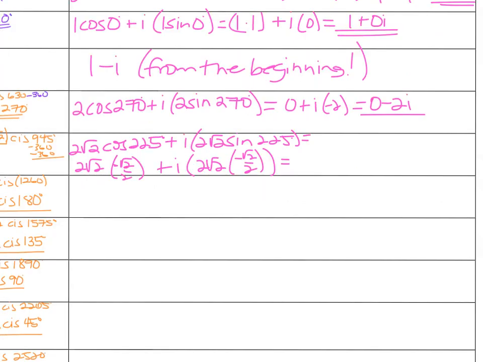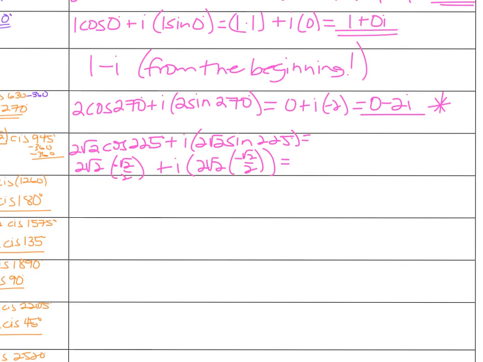For z squared, we had 2 cis 270. To convert that to rectangular form, 2 cosine 270 plus i times 2 sine 270 just becomes 0 minus 2i. So that one wasn't too bad either. Check out z to the third.